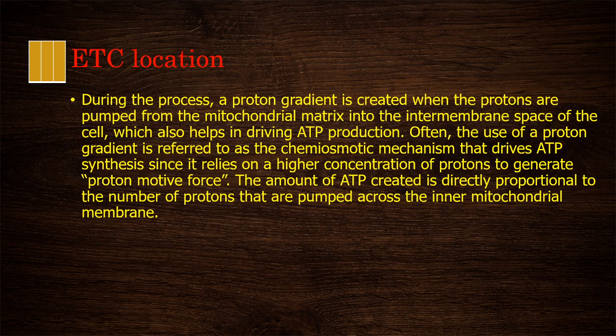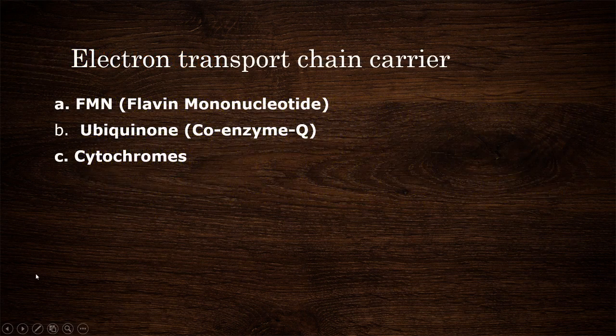Often, the use of a proton gradient is referred to as the chemiosmotic mechanism that drives ATP synthesis, since it relies on a higher concentration of protons to generate proton motive force. The amount of ATP created is directly proportional to the number of protons that are pumped across the inner mitochondrial membrane. Okay.